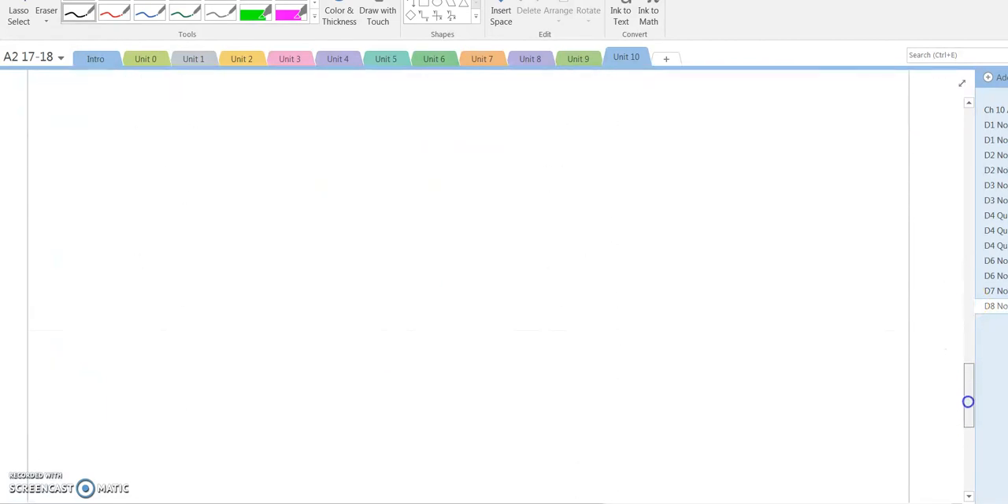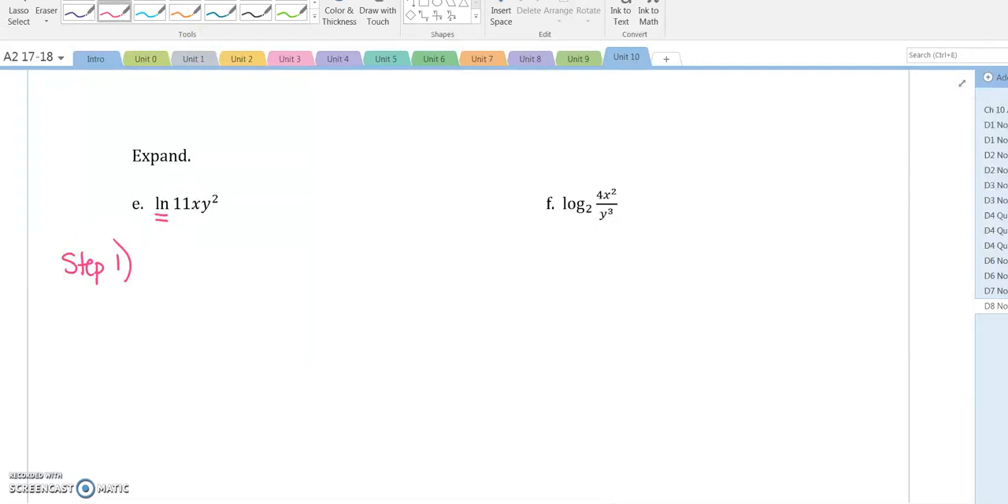Alright, go ahead and flip it over. Let's try just a couple more. Every so often in the expanding ones, you're going to see one of our special logs, like this is a natural log. No big deal, nothing really changes. We're still going to do the same steps.